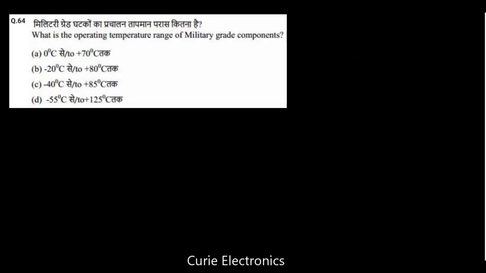What is the operating temperature range of military grade components? It should work in Kashmir and all. Kashmir also, Rajasthan also should work. So the range is from minus 55 degrees Celsius to 125 degrees Celsius. And it's 0 degrees to 75 degrees for the commercial grade.